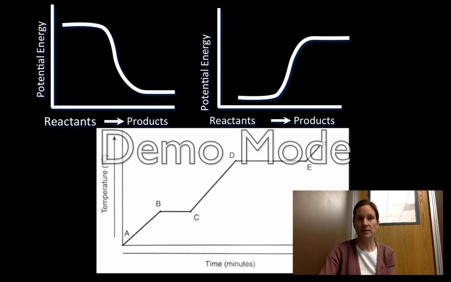So anytime you see a graph that represents an energy change, whether it's a phase change or a chemical change, if start to finish you increase in energy, that's endothermic. And if start to finish you decrease in energy, that's exothermic.